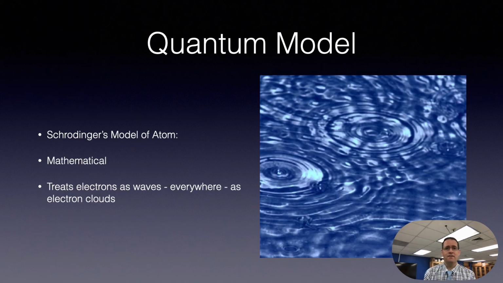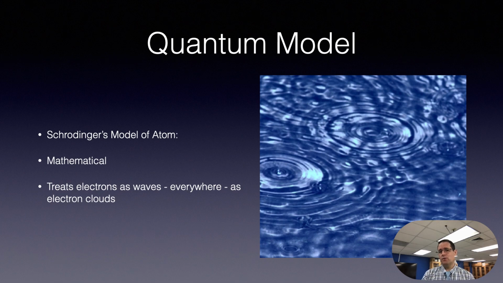And finally, we have the quantum model of the atom. We will look at this later on in this semester as well. Schrödinger is the father of quantum mechanics or quantum chemistry, and he came up with the model of the atom of where the electrons are. He did a completely mathematical analysis of the electrons in an atom.